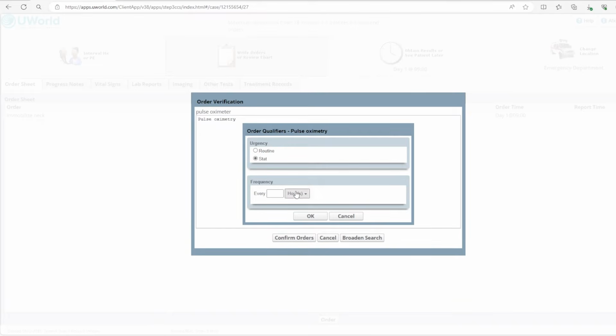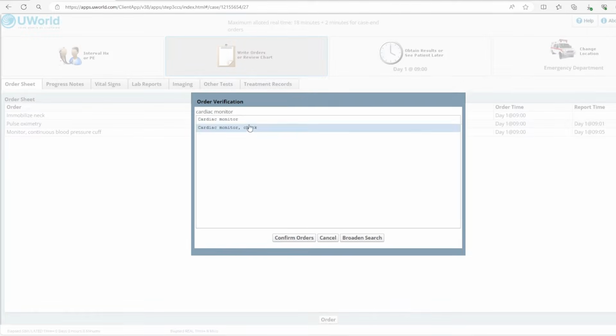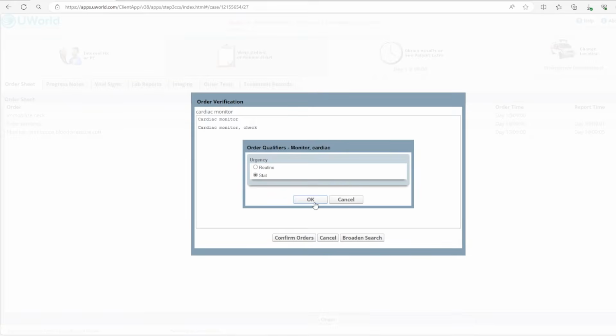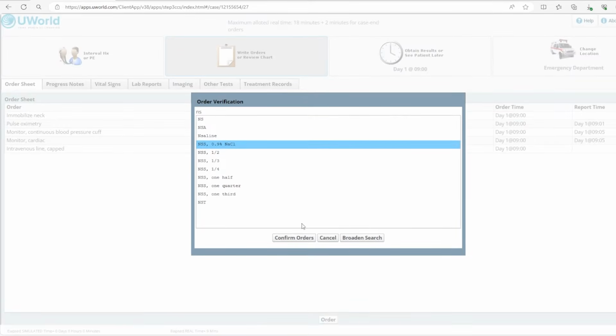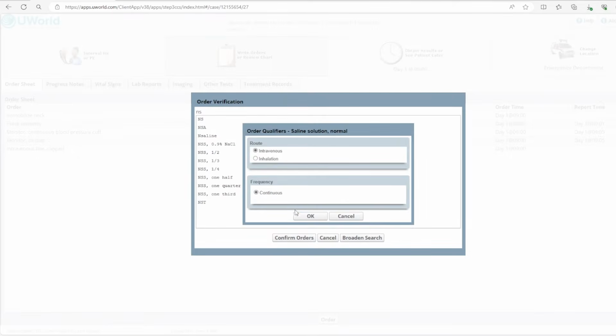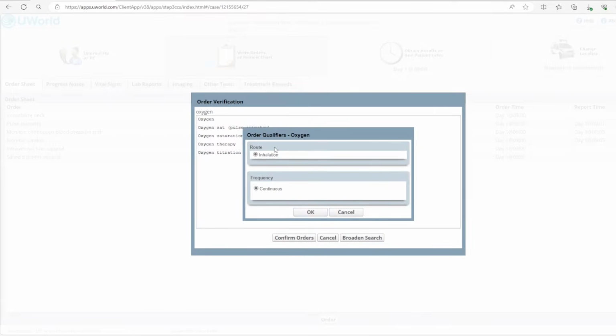Frequency, if you're gonna order things multiple times, and that's important for monitoring a patient, and we'll do that after the first few steps. But for now, we're just gonna either keep it empty if we want 0 frequency, or we click 0. Blood pressure monitor continuous, cardiac monitor, IV access, and normal saline, intravenous, and oxygen, confirm inhalation.